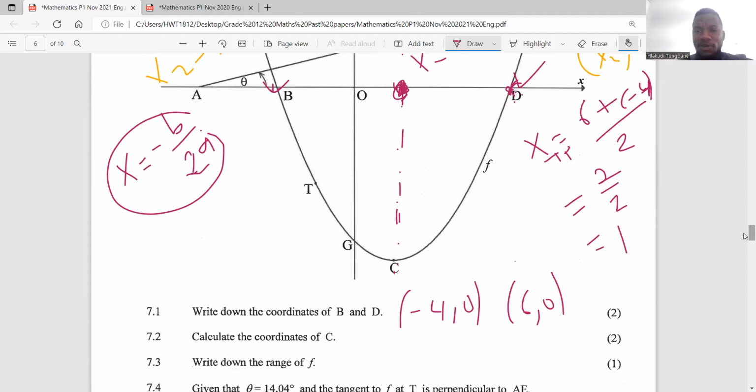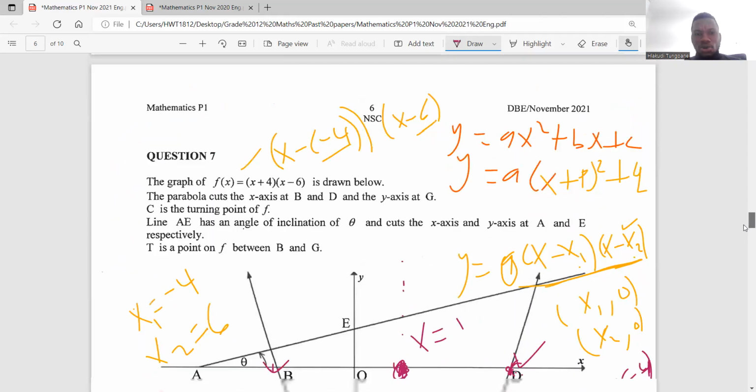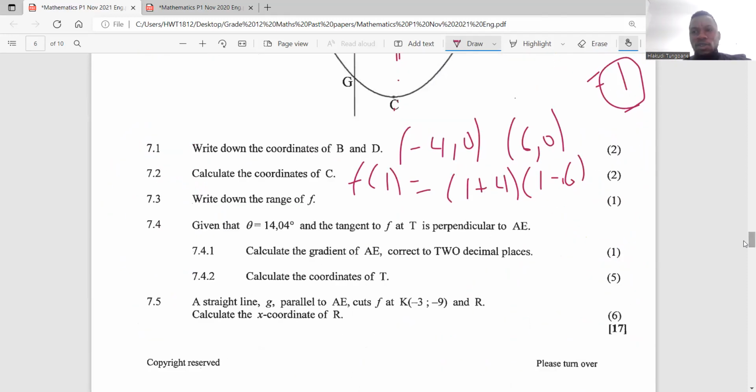Once we know the x value, we need to substitute f of 1 into the equation, which gives us the y value corresponding to this x. So we have 1 plus 4, and then 1 minus 6. That gives you 5 times minus 5, which is minus 25. Then the coordinate for C is 1 and minus 25.